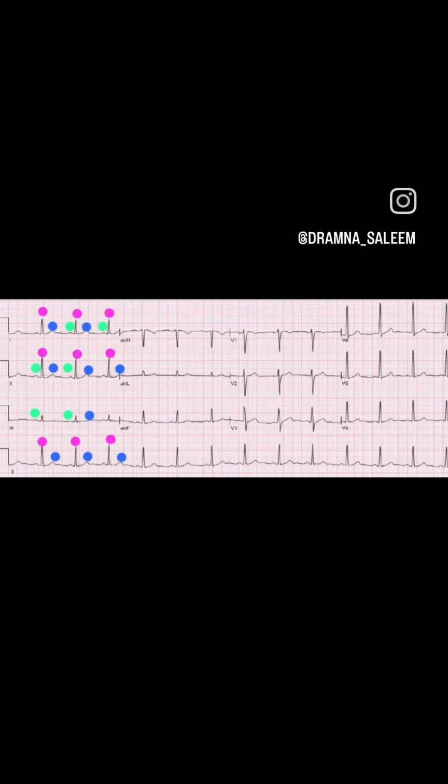In this ECG, P waves are highlighted by greenish color, QRS complex is highlighted by pink color, and T wave is highlighted by blue color.